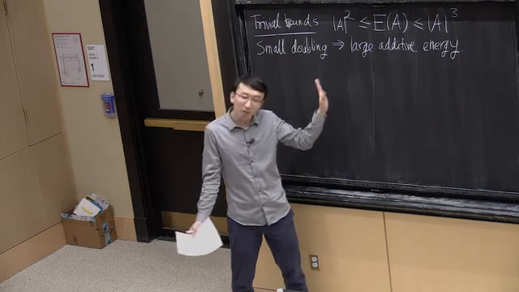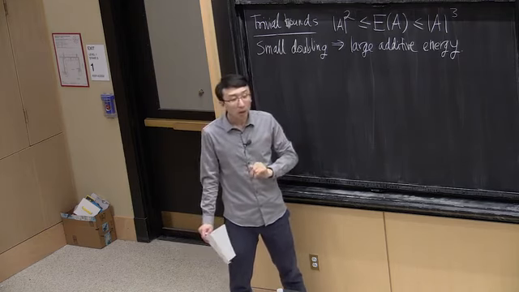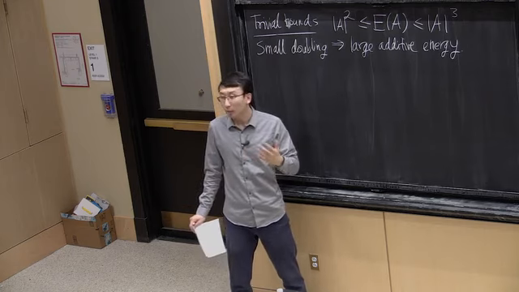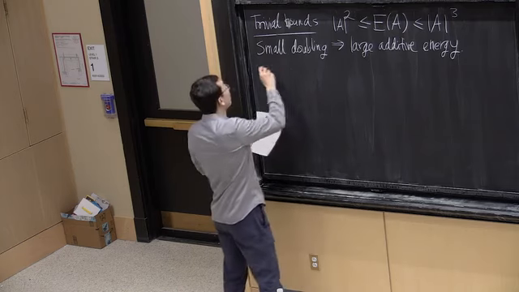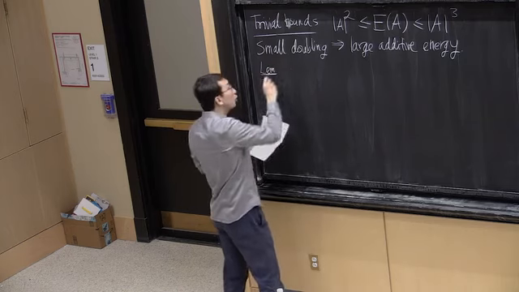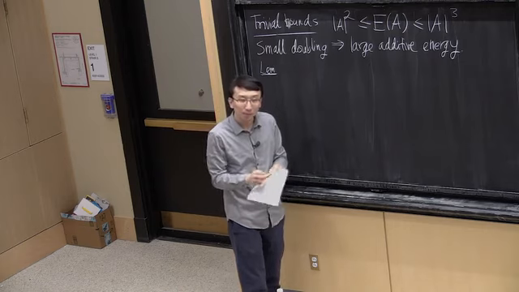And okay, so I'll show you the proof of this in a second. It's not hard. But the real question is, what about the converse? So can you say much in the reverse direction? But first, let me show you this claim that small doubling implies large additive energy.